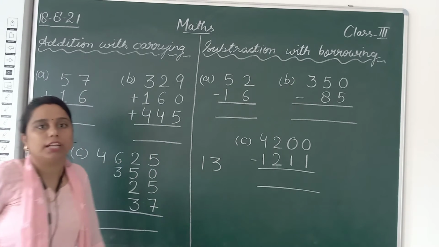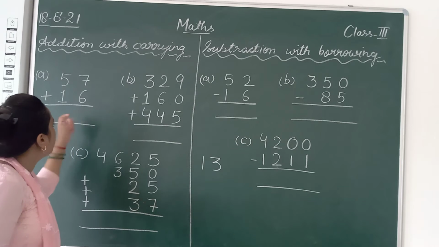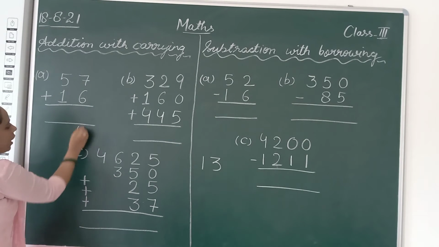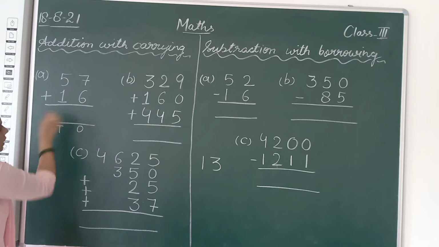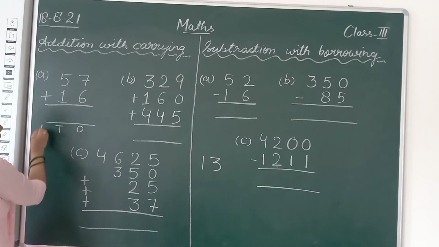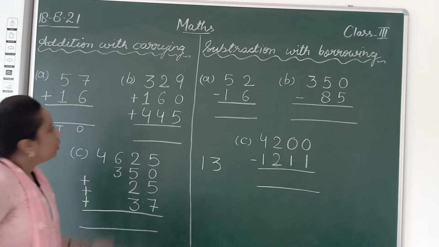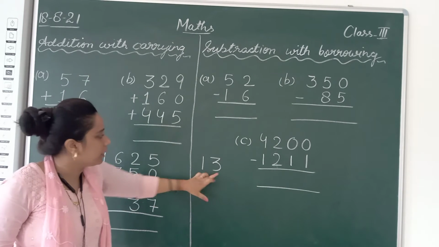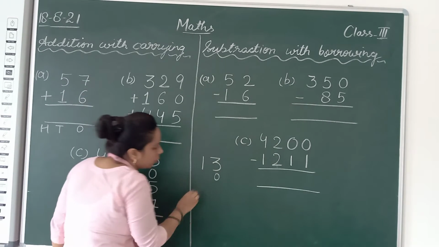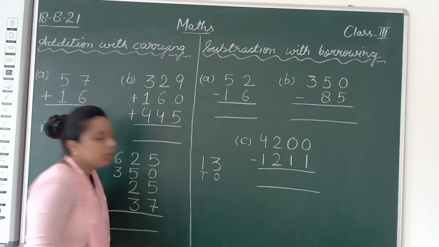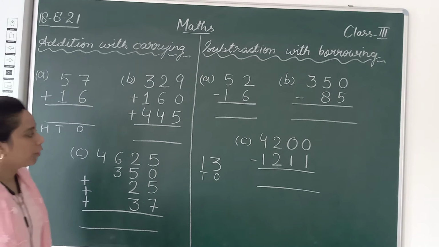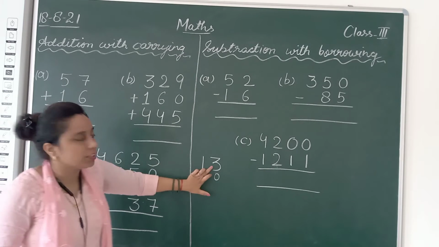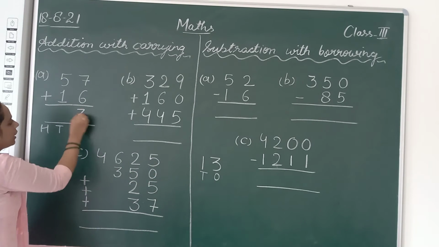Now 13 is a two-digit number, and we know that at one place only one digit can come. Here we need to write the ones place digit, and here the tens place digit, and then the hundreds place digit will come. So when we added 7 and 6, we got 13, a two-digit number, which means 3 is at the ones place and this 1 is at the tens place. So what are we going to do? We need to write the ones place digit, which is 3. So 3 we have written here.